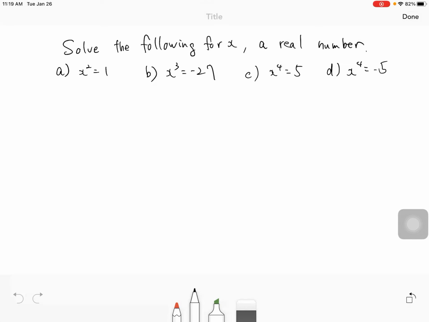Today, I'm here to explain about the question. Solve the following for x, a real number. From now on, I'm working on the questions about radicals. So let's get started from number A.